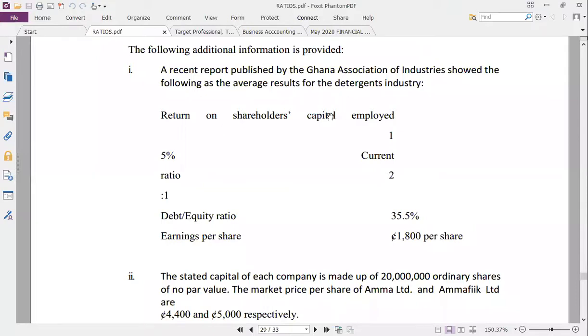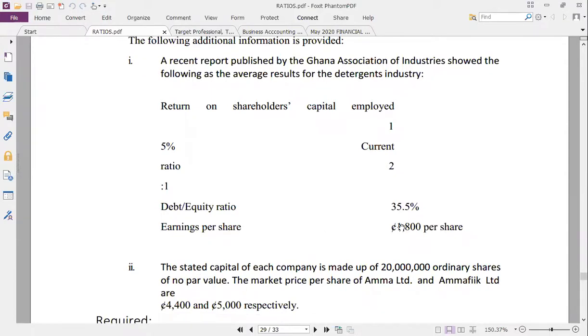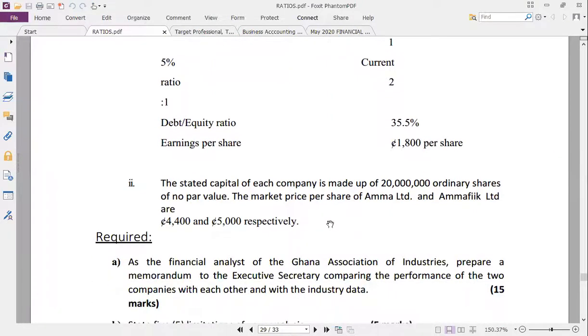So return on shareholders' capital employed, 15%. So how do you calculate this? Current ratio, 2:1. Debt to equity ratio, 35.5%. Earnings per share, 1,800 cedis per share. That's all. Then the note 2. The share capital of each company is made up of 20,000 ordinary shares of no par value. The market price per share of AMA and Africa is what? 4,400 Ghana cedis and 5,000 cedis respectively.